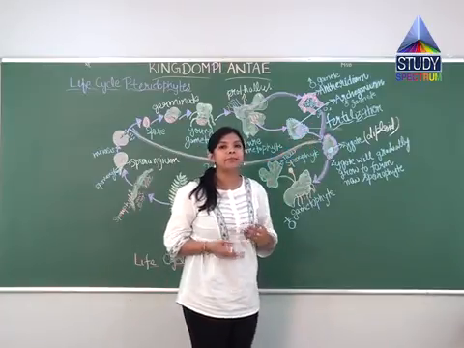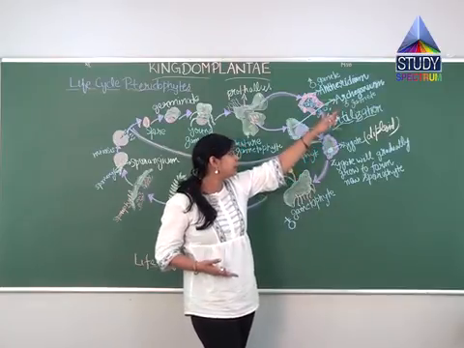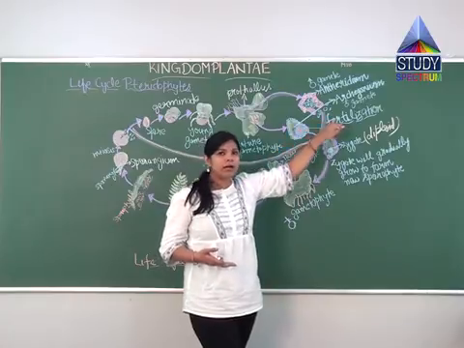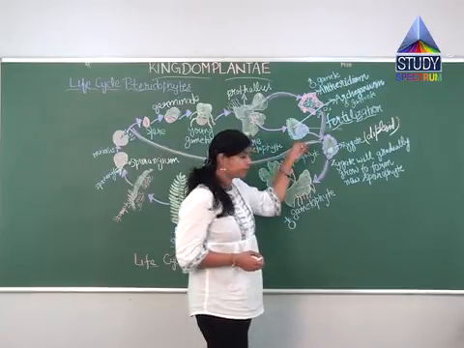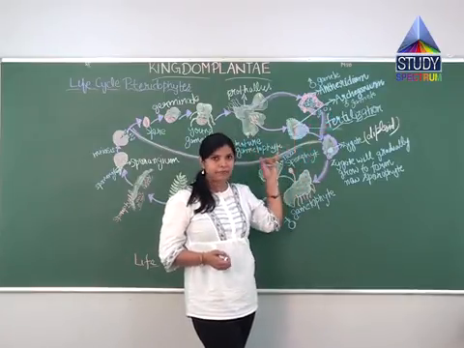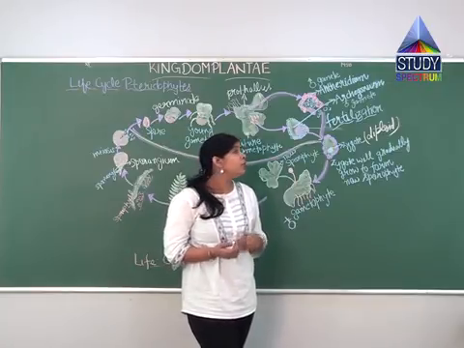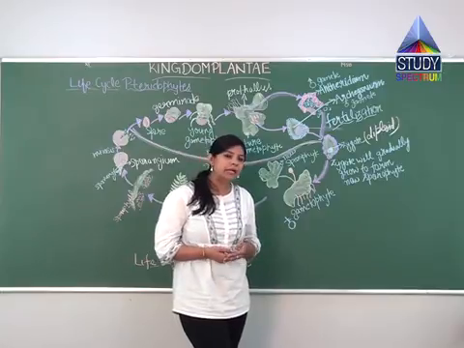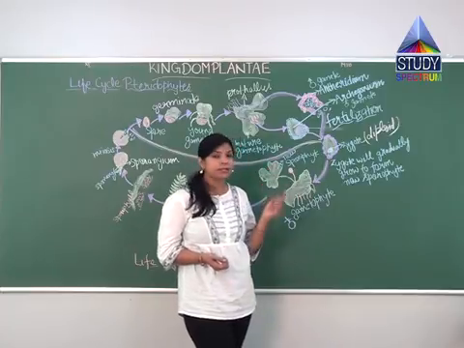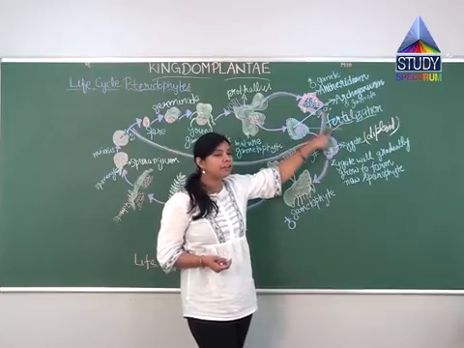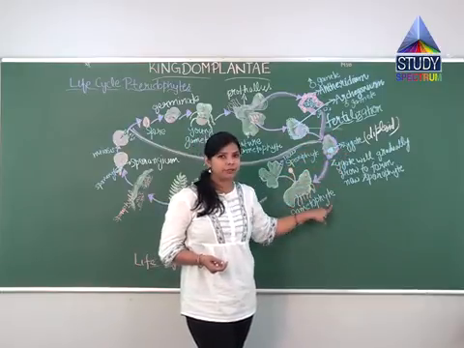It means it needs some agent like air or water. So through air or water, the male gamete will reach the female gamete and fusion will occur at the female gametophyte. Right? Because the female gamete, the archegonium, is non-motile, whereas the male gamete is motile. So it is the responsibility of the male gamete to reach the female gamete. So fusion will occur and the zygote will form at the female gametophyte.